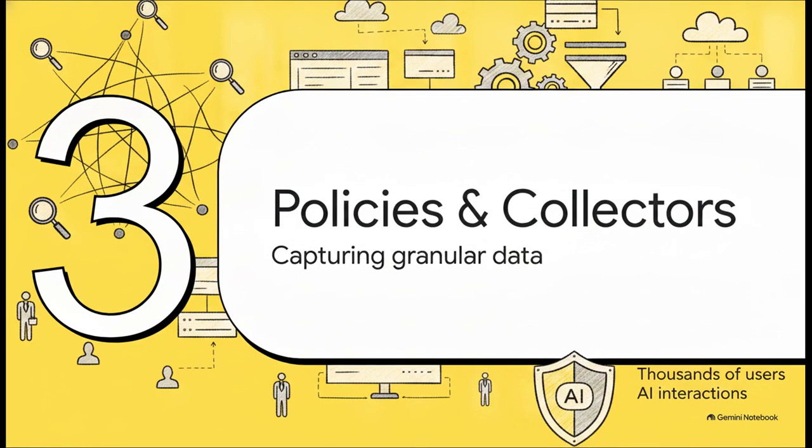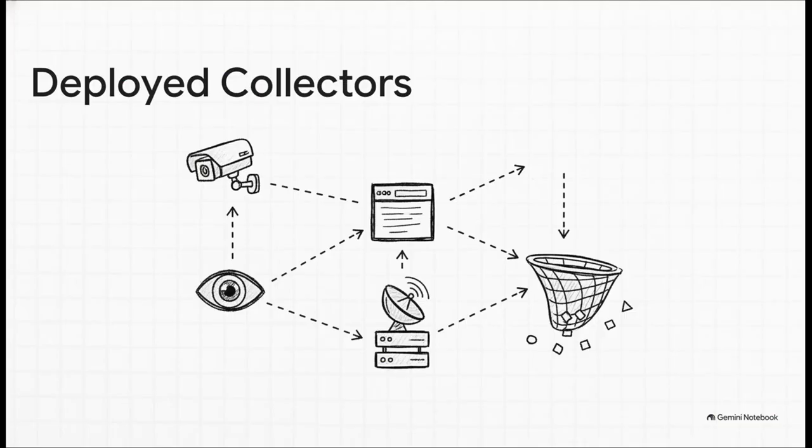All right, Section 3, setting policies and collectors to capture all that granular data. So how does it get this data? The answer lies in what CrowdStrike calls collectors. Think of these as highly advanced security cameras positioned at all the critical intersections across your network. This includes everything from simple browser extensions for Chrome all the way down to deep infrastructure monitors like AWS integrations and OpenTelemetry. It casts a really wide net that catches AI interactions, totally regardless of how the user is actually trying to access the model.